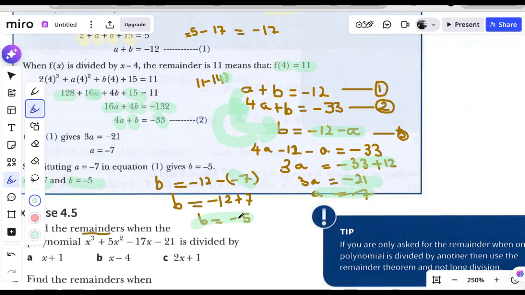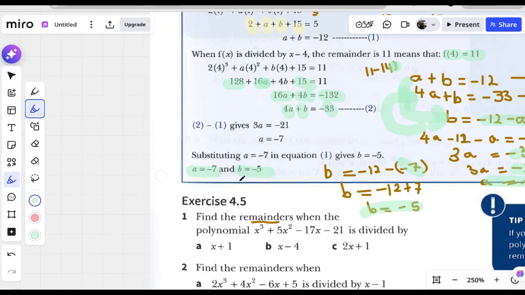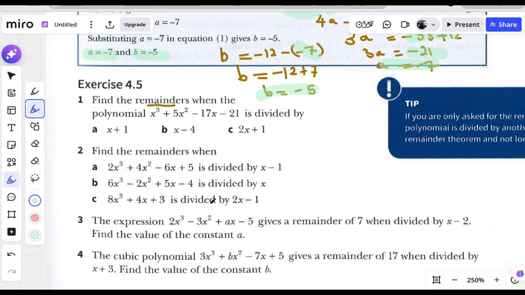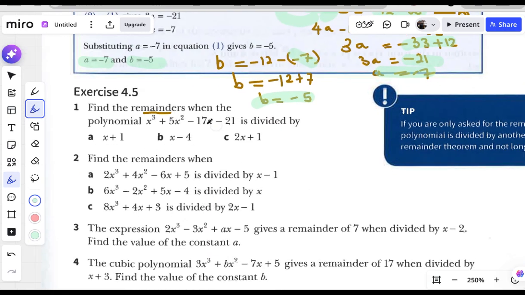So these are the two answers. A is equal to negative 7, and B is equal to negative 5. These are your two answers. Okay, now that's when they give you factors to find. They put like A here or they put B here. They ask you to find A and B. That's when we do that. But here it's just a simple division.